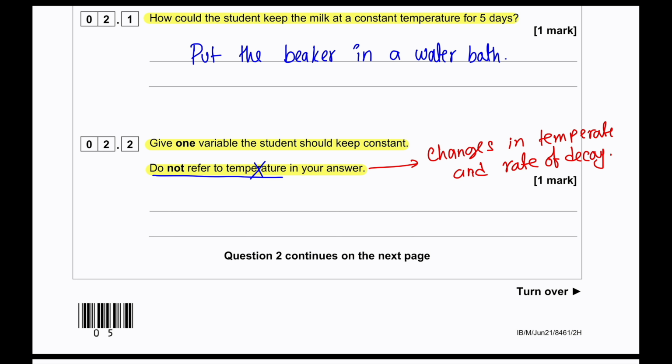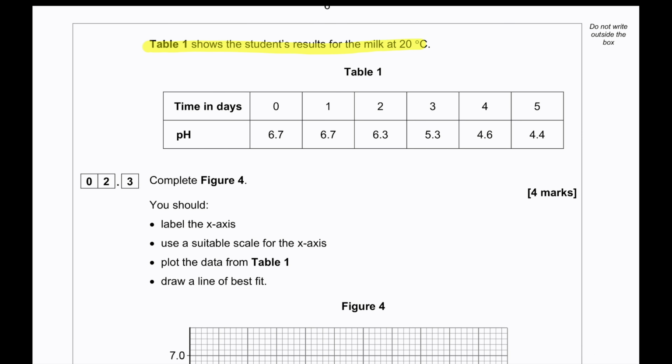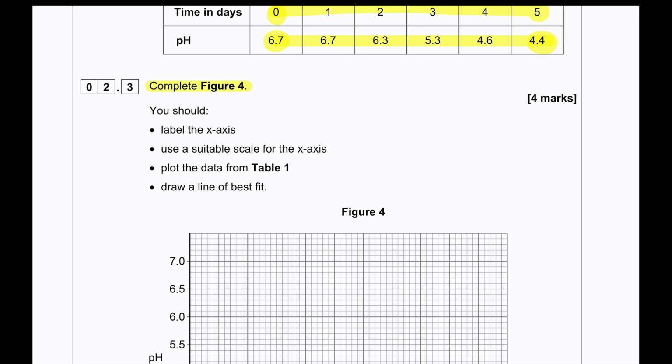So in every experiment, of course, the volume of milk should be the same and the type of milk should also be the same. So we will say either volume of milk or type of milk. Table 1 shows the student result for the milk at 20 degrees Celsius. We can see time in days from 0 to 5 days it was measured and the pH decreased from 6.7 to 4.4. Complete figure 4.